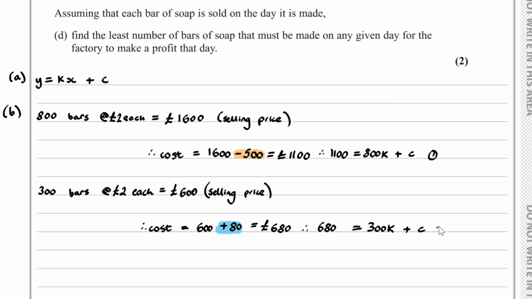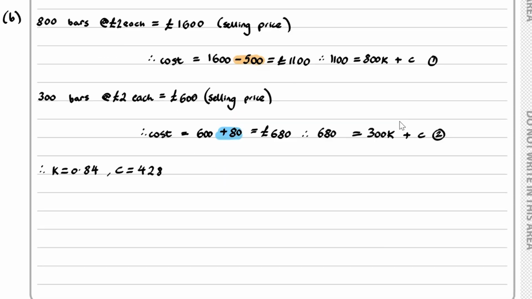We'll call this equation 1, we'll call this equation 2, and therefore solving 1 and 2 simultaneously, hopefully you can see k, that's equal to 0.84, and c, that's equal to 428. And you can do this on your calculator if you don't know how to do that. And therefore what we can conclude over here, y, that's equal to 0.84x plus 428, and this over here is the cost of soap.